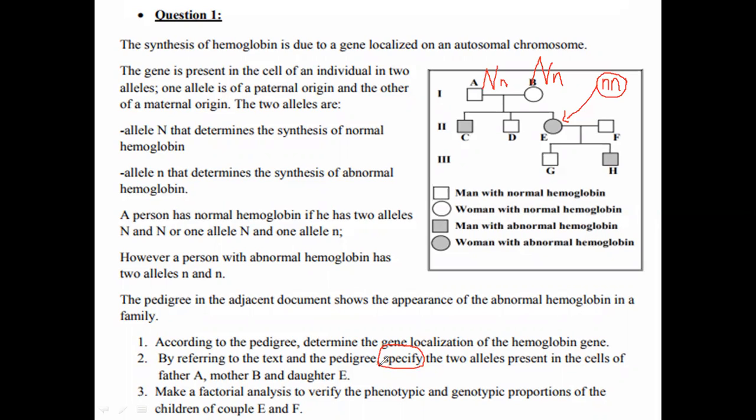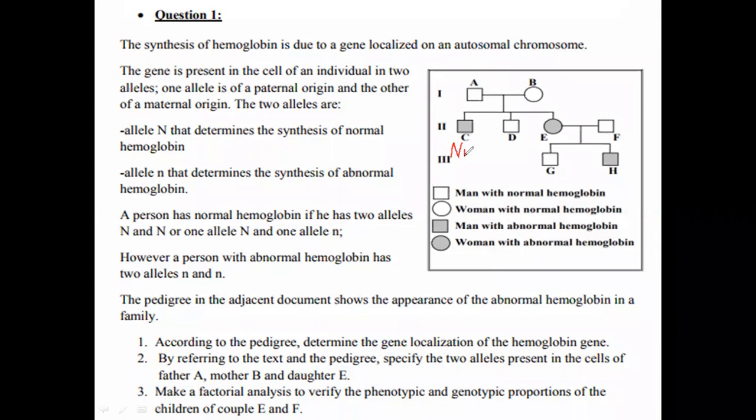Here we finished the first two parts, talking about the gene localization and specifying the two alleles. Specifying the two alleles, or specifying the genotype, is the same concept. Specify the genotype of the individuals A, B, and E. For example, if I told you, Mahdi, individual C, what is the genotype for individual C? Yes, Mahdi, individual C: N capital and n small. Very good. Why N capital and n small?